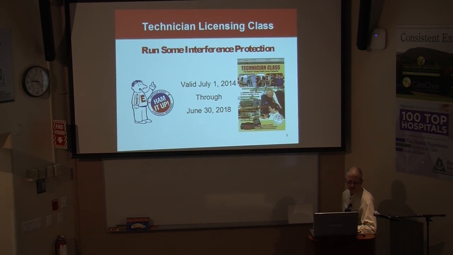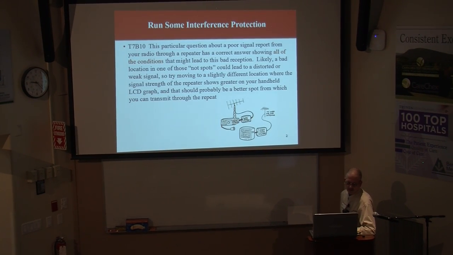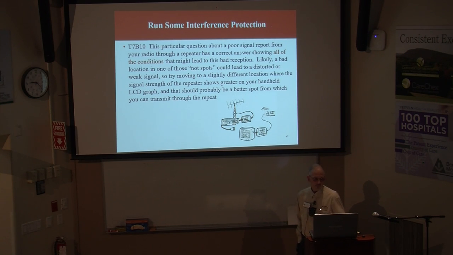I guess we're on to interference protection. This particular question is about poor signal reports from your radio through the repeater and has a correct answer showing all of the conditions that might lead to the bad reception. Likely a bad location, one of those dead spots, could lead to the distorted or weak signal. So try moving to a slightly different location where the signal strength of the repeater shows greater on your handheld LCD graph, and that you should probably go to a better spot from which you can transmit through the repeater.